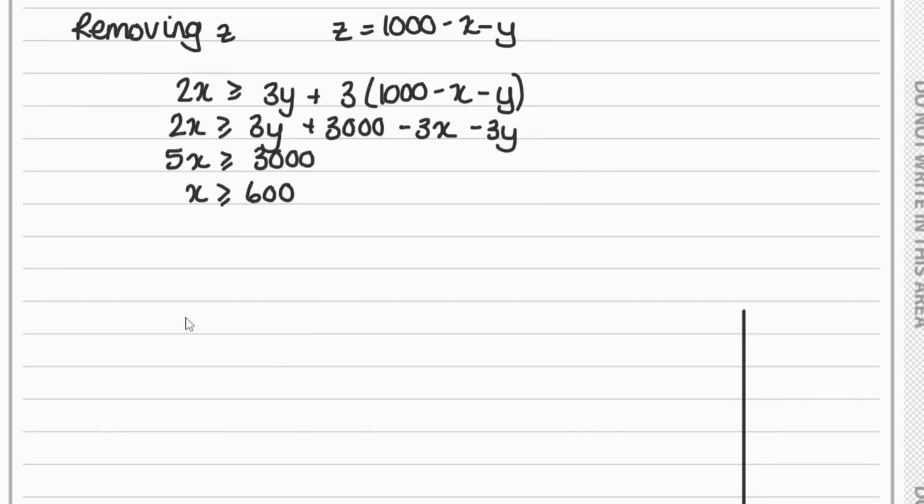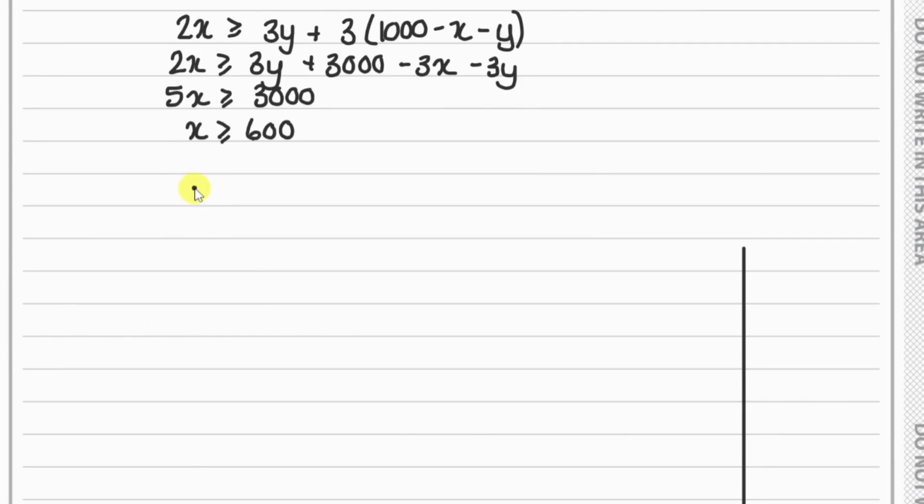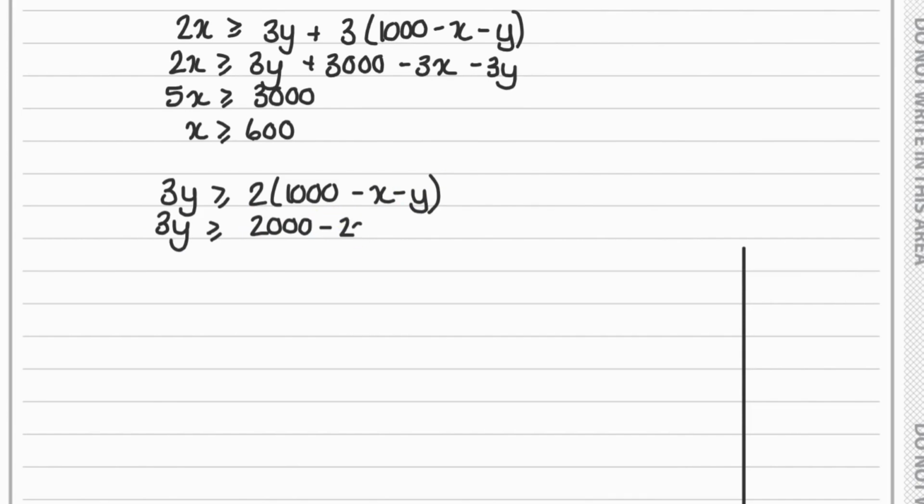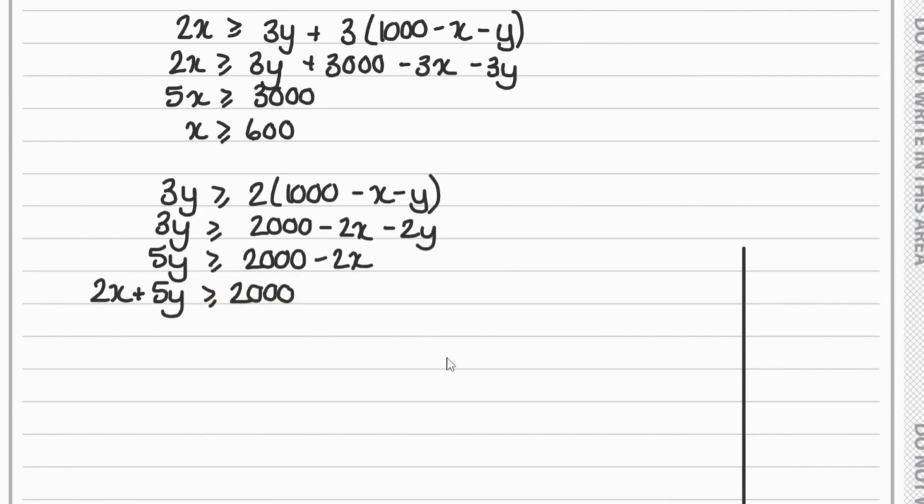Looking at the next inequality, where we've got 3y is greater than or equal to 2z, but removing that z and multiplying that out, 3y is greater than or equal to 2,000 minus 2x minus 2y. So 5y is greater than or equal to 2,000 minus 2x. We can take that over to make it 2x plus 5y is greater than or equal to 2,000.